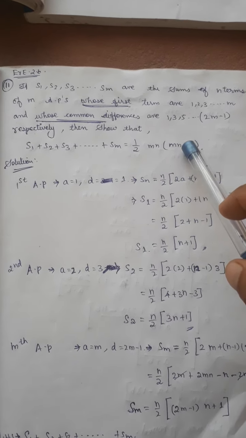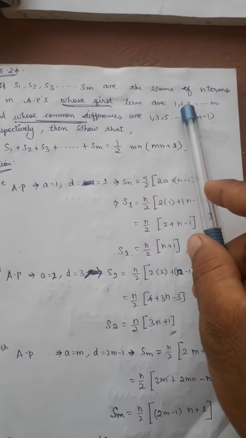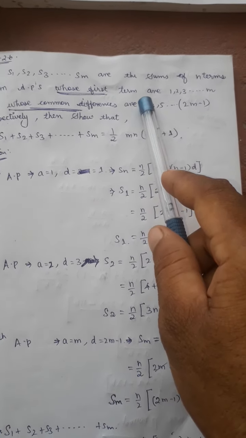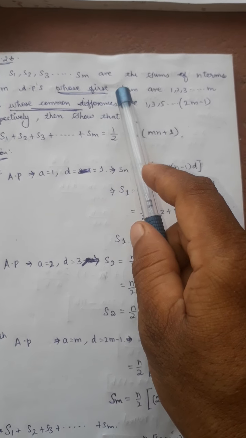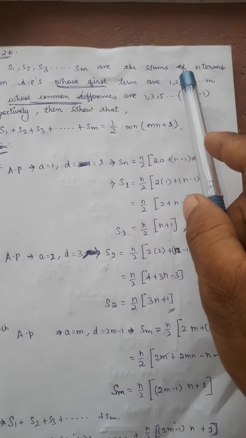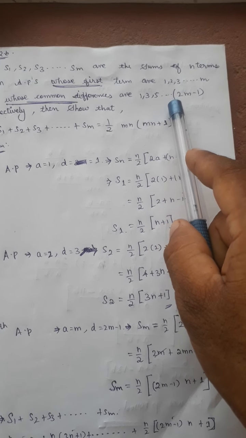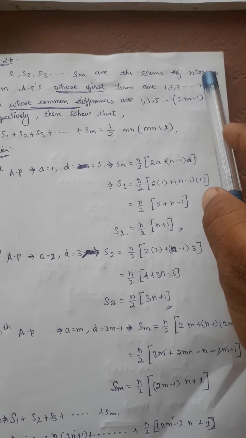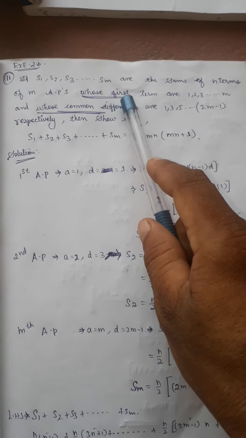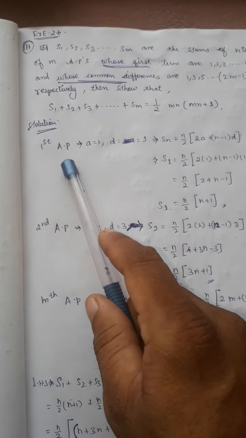So here, what hints are given: the first terms are given in one group, and the common differences are given in another group. If we take the first term 1, we take the common difference 1; the first term 2, the common difference 3. Like this, the last value is: a value is m, d value is 2m minus 1, because this is the first term a and the common difference d. So we can write the first AP.